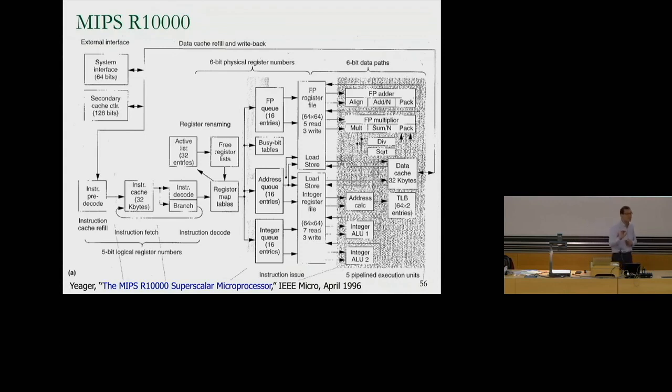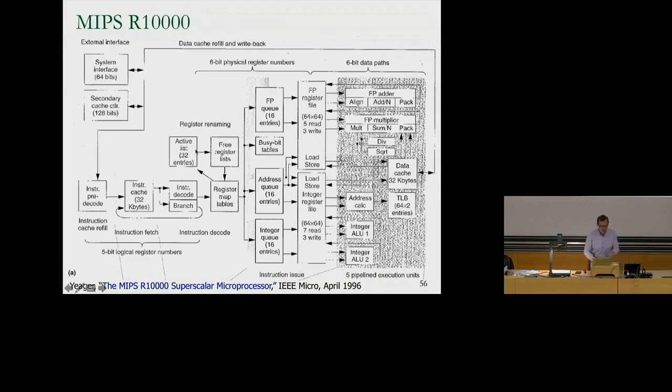In fact, the initial MIPS said, we don't even want floating point units. If you want floating point, do integer operations to get your floating point. Oh, no, it doesn't work. If you want performance, you really need this complexity over here in hardware.